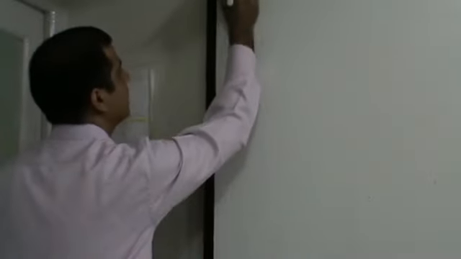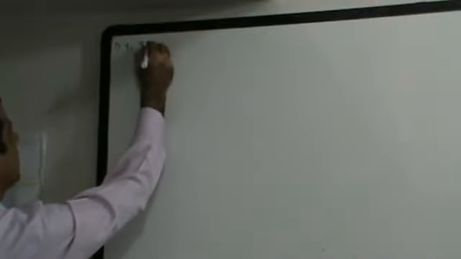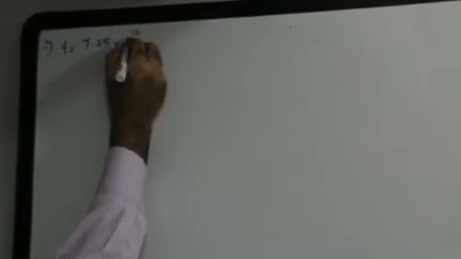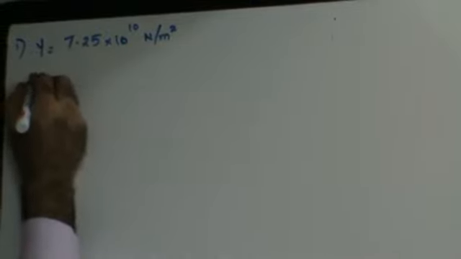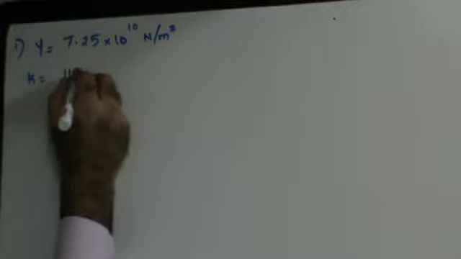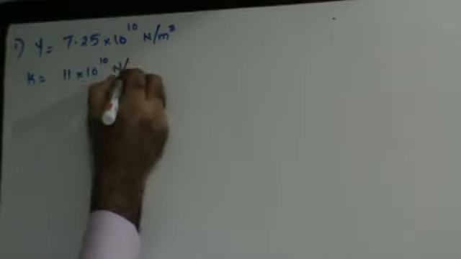Calculate the Poisson's ratio for silver if Young's modulus is 7.25 into 10 raised to 10 newtons per meter square, and bulk modulus is 11 into 10 raised to 10 newtons per meter square.